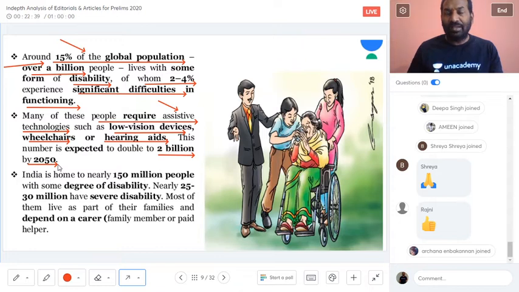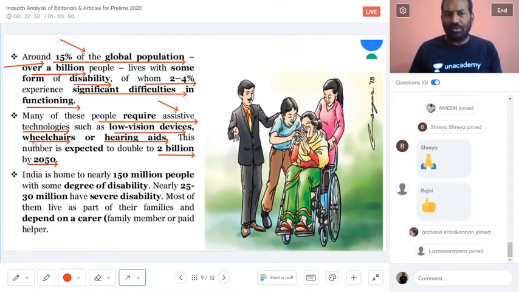So it is necessary that we provide them the assistive technologies. What kind of technologies? Low vision devices for those who have eyesight problems, wheelchairs for those who cannot walk, and hearing aids for those who are unable to listen. So this is what it is.